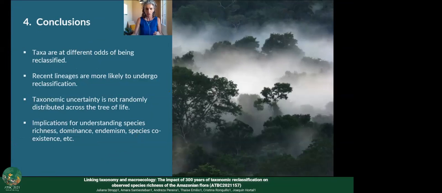So with that, we go to the conclusion, and we see that taxa are indeed at different odds of being reclassified, and the more recent ones have a higher chance to undergo reclassification. The uncertainty is not randomly distributed. I say all the taxonomic rearrangement that we had so far were more likely to happen in younger lineages. These findings have implications for how we understand richness, dominance, endemism, and many aspects of ecology.